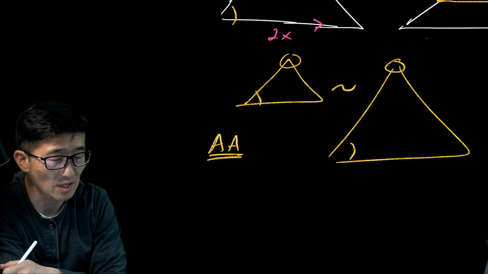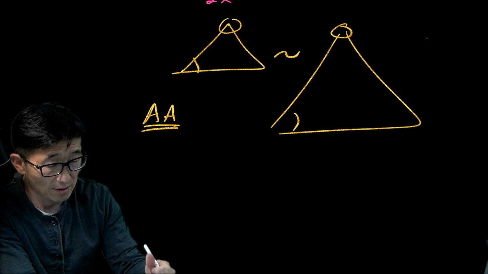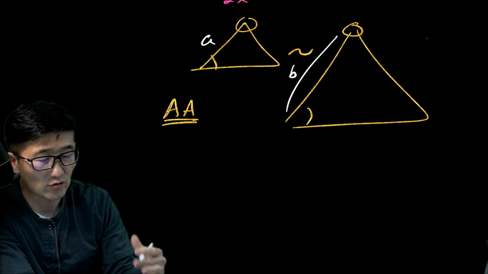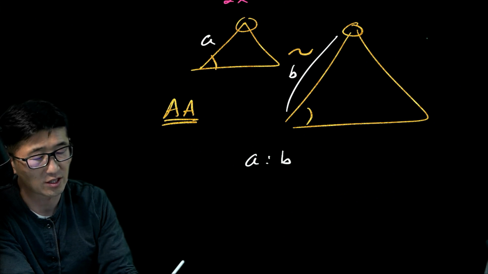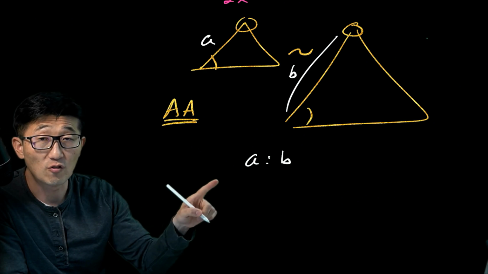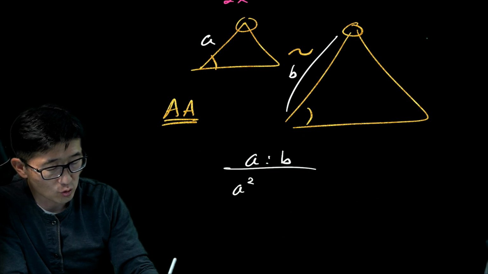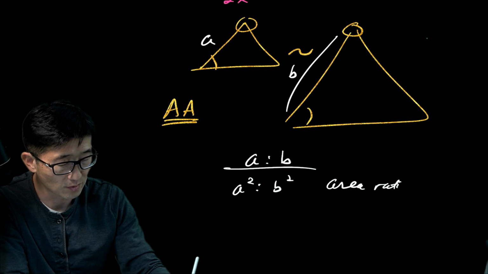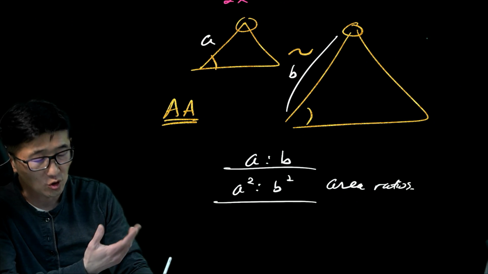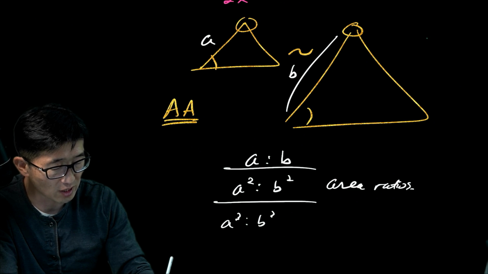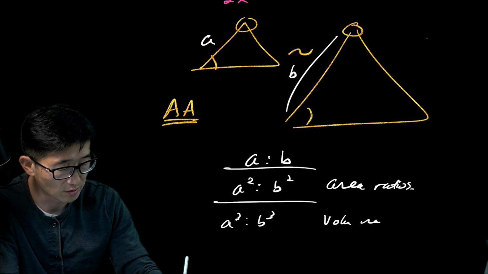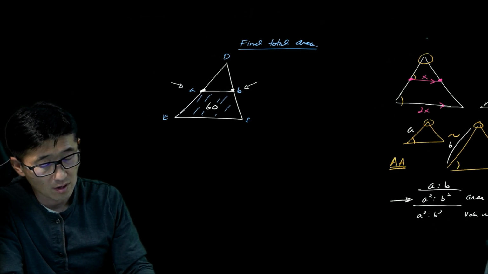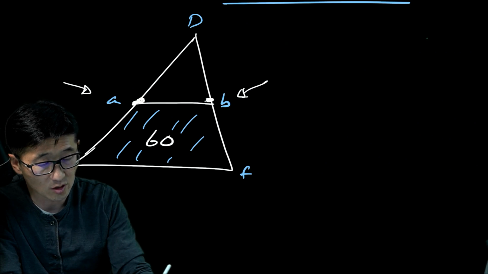Okay. Now, once you have similar triangles, you have to use this idea. Let's say that this is A and this is B. If you have two similar triangles, the ratio of their sides is A to B. And if you square A to B, you'll get A squared to B squared, and these become the area ratio of the two triangles. If you happen to cube it, and if it's a three-dimensional picture, you'll get the volume ratios. Now, we're not going to use the third one, but we're definitely going to use the second one right here.